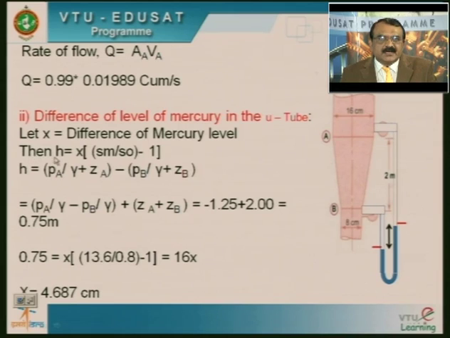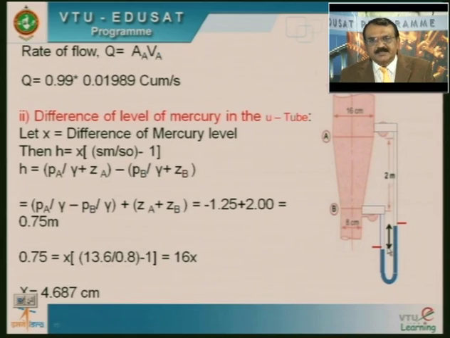Now consider this equation. My H is equal to 0.75, which you just calculated, equals x into (the specific gravity of mercury, 13.6, divided by that of oil, 0.8, minus 1). So if you simplify this, you are going to get 0.75 is equal to 16x, therefore x is equal to 4.687 centimeter.